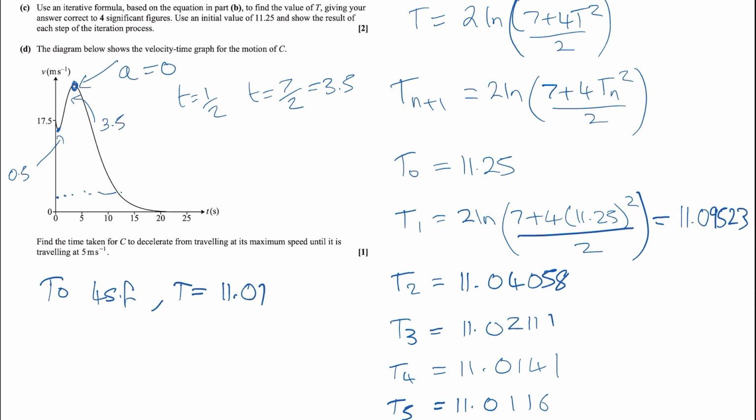So find the time taken to get from the maximum point to t. Well, we're just going to do 11.01 take away 3.5, which is just 7.51 seconds.